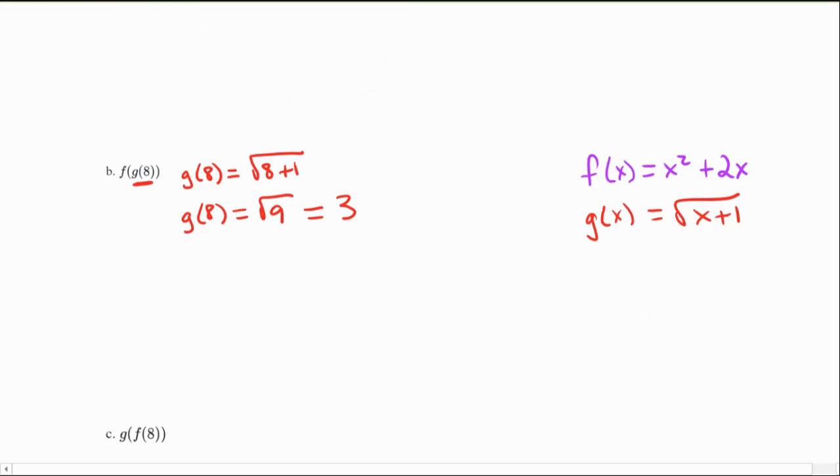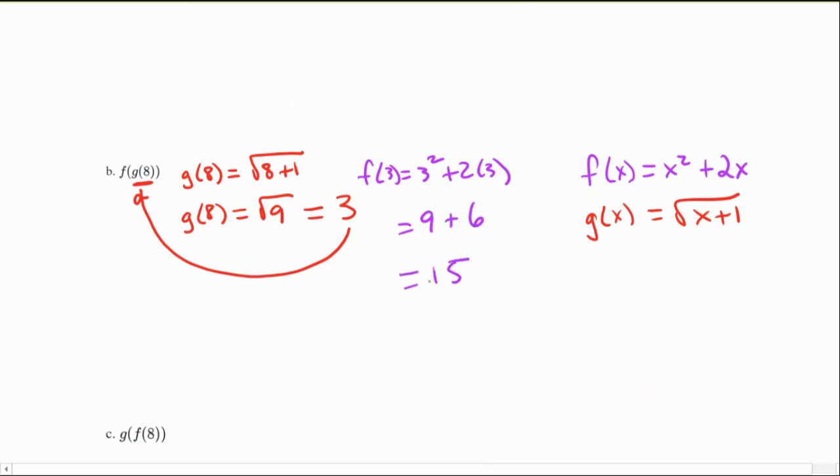Is there technically two answers? Maybe, but I'm going to go ahead and stick with just the positive 3 here instead of plus or minus. And then I need to plug that back into f. So f of 3 then becomes 3 squared plus 2 times 3, which is 9 plus 6, which is 15. So f of g of 8 equals 15.